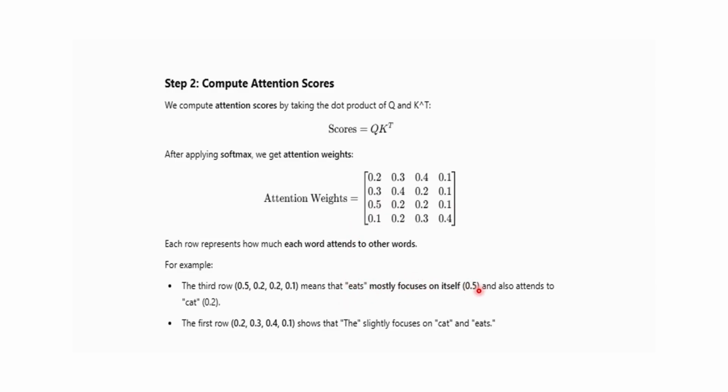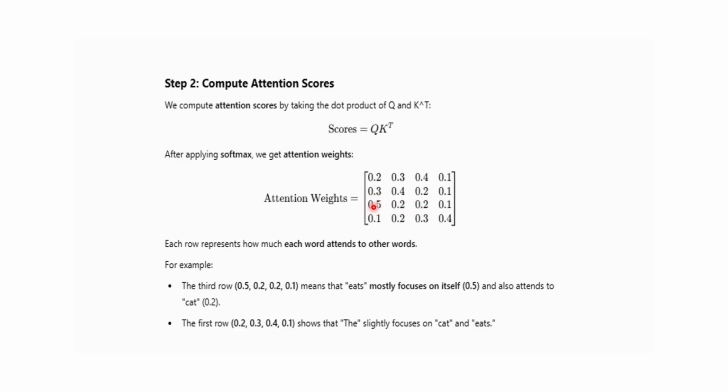So the third row is this vector, which means it is mostly influenced by itself. What this word means is that eats attends to itself and also attends to the cat. The first word is eats, and that is the query token, right? And the rest of the words are the key tokens. So this points to the cat. It is next to itself.